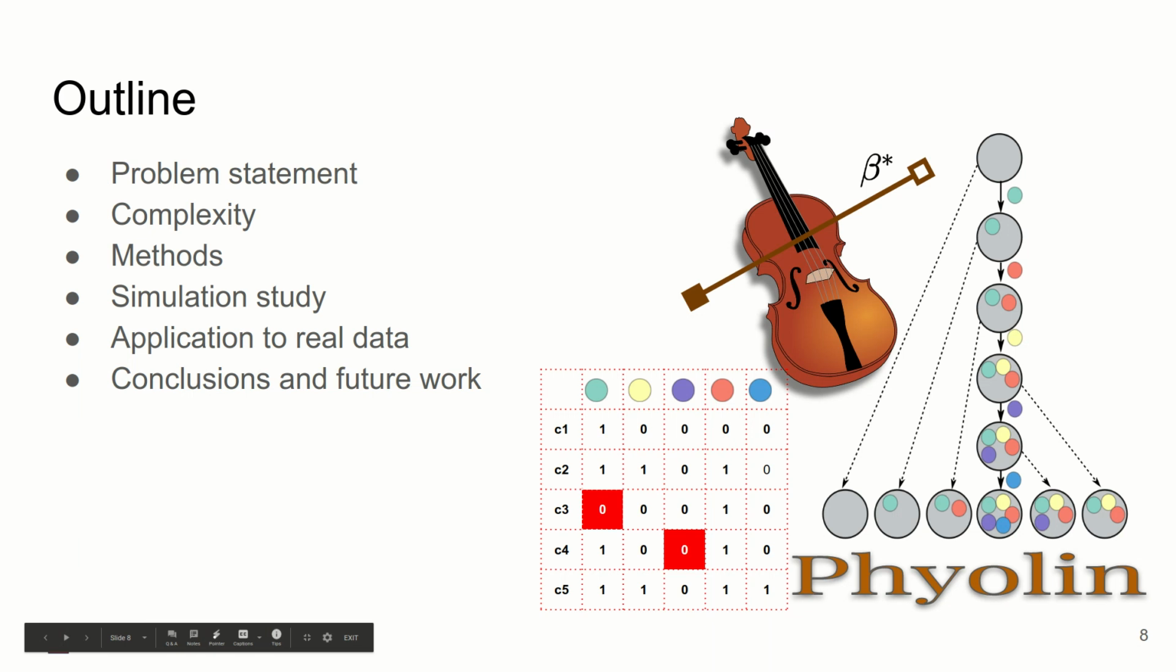So I'll just pause here and give a quick outline of the remainder of my talk. First, I'll give a formal statement of the problem and discuss its complexity and our methods. Then I'll give some results of our simulation study and an application to real data. And finally, I'll summarize our conclusions and discuss some of our future directions.